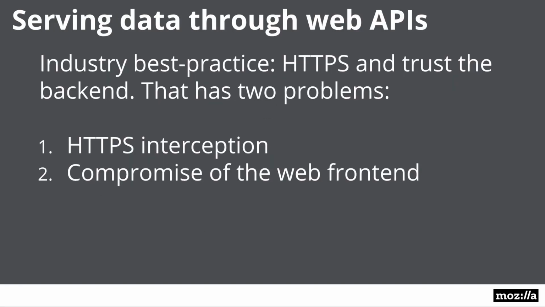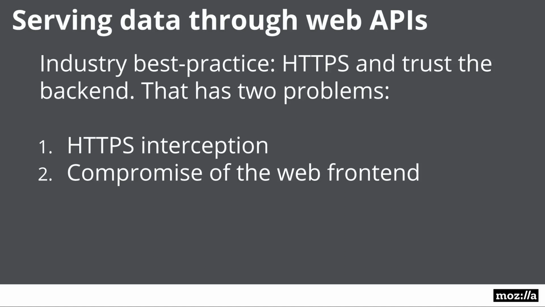The industry best practice for this problem is essentially to put your web application at the edge of your infrastructure where clients can talk to it, typically through a load balancer, to have HTTPS enabled on that API so that you can verify that the connection is secure, and hope that your web application doesn't get hacked. But that has mainly two problems. The first one is HTTPS interception, and that is actually, as I'll discuss, a real issue for us that we want to cover.